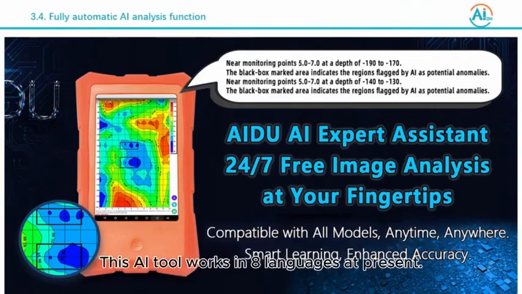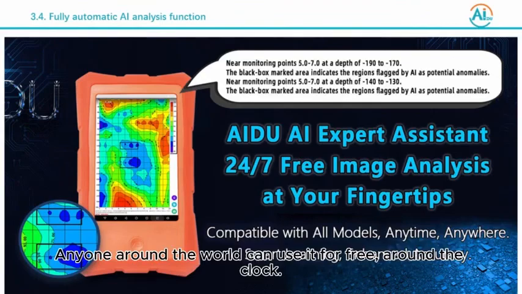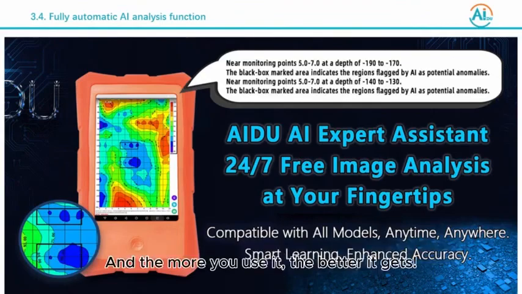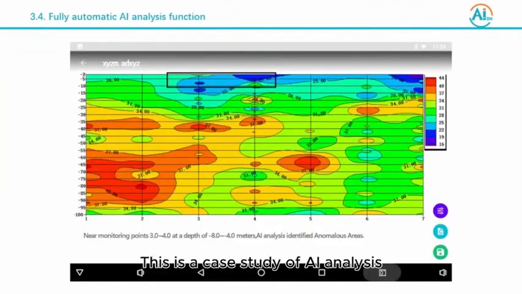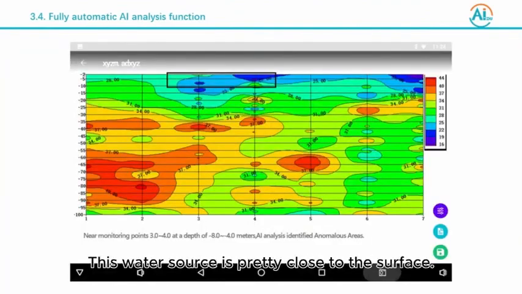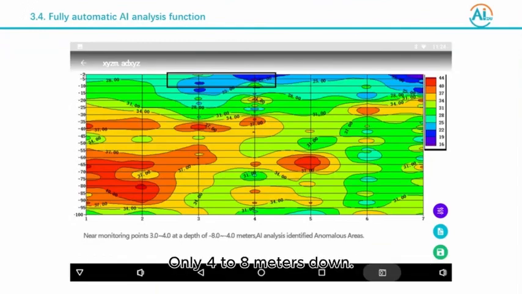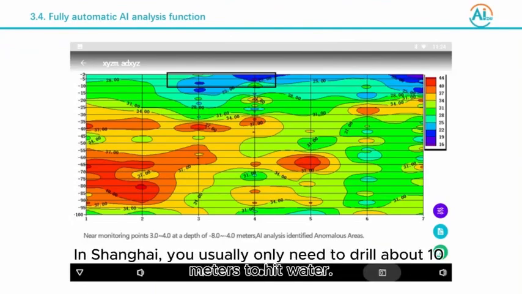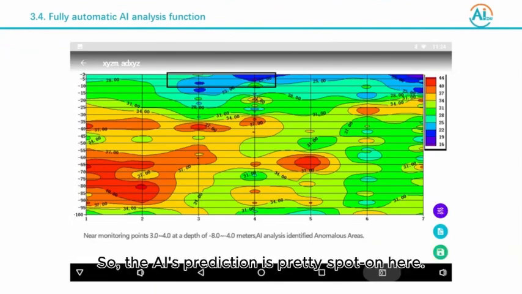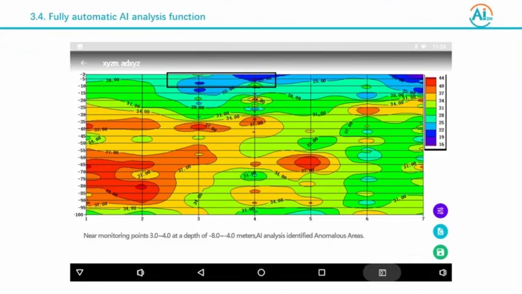This AI tool works in 8 languages at present. Anyone around the world can use it for free around the clock. And the more you use it, the better it gets. This is a case study of AI analysis. This water source is pretty close to the surface, only 4 to 8 meters down. This data is from tests done in Shanghai. In Shanghai, you usually only need to drill about 10 meters to hit water. So, the AI's prediction is pretty spot on here.